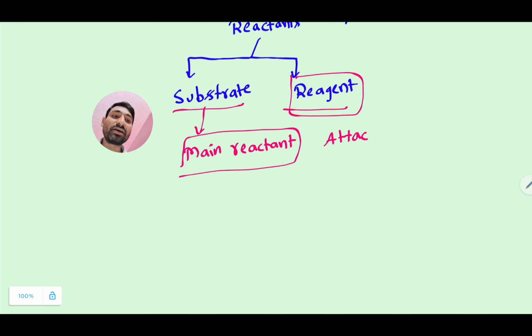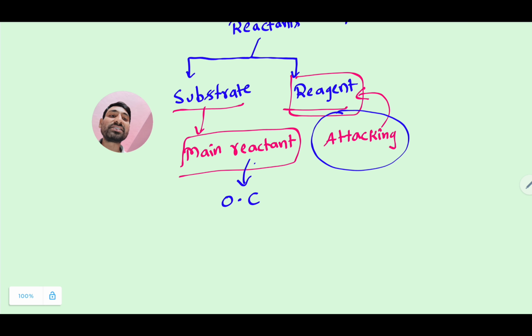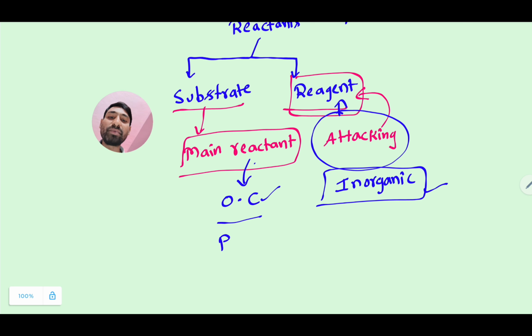Attacking species is called reagent. Actually, the main reactant in an organic reaction is always an organic compound, and the attacking species or reagent is generally an inorganic species. The organic compound in that reactant may be polar or non-polar, but the attacking species is always polar only.